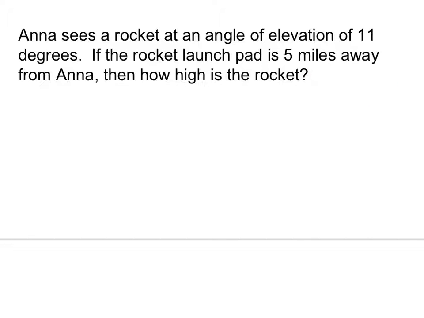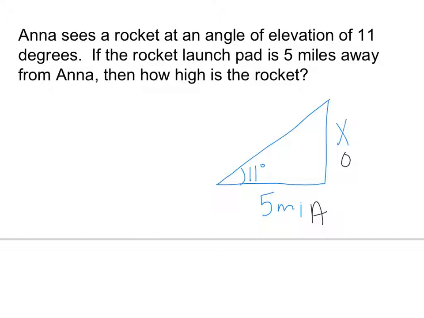First, you should draw a picture. Always draw a picture. Angle of elevation is 11 degrees right here. The rocket launch pad is 5 miles away, so that would be a horizontal distance. How high is the rocket in the air? The hardest thing that you have to do about these questions, remember to put it in degrees. You have to make sure your calculator is in degrees for word problems.